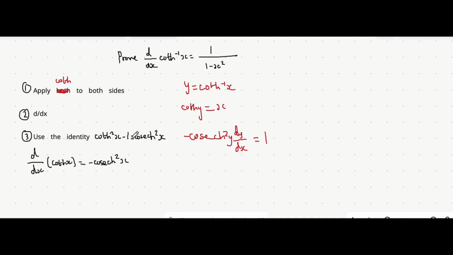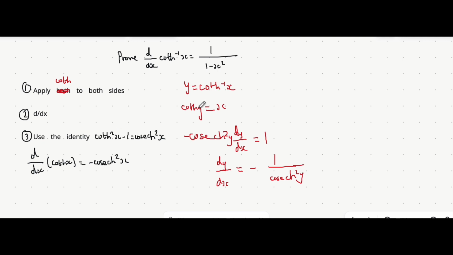Okay, it now tells you to use this identity, but even before that, you can put an extra step if you want, because we want to find dy dx. So we can divide both sides by this minus cosec squared y, which is attached to the left-hand side. So we get minus 1 over cosec squared y on the right-hand side of the expression. Moving on, now we can use this identity.